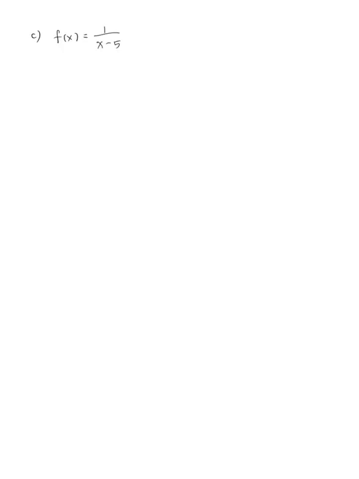Alright, so let's go a couple more. Hang in there. So part C, let's go with f of x equals 1 over x minus 5. Alright, step 1, let y be 1 over x minus 5. Step 2, change it up. We're going to have x equals 1 over y minus 5. Alright, next step, we're going to have to solve for y.